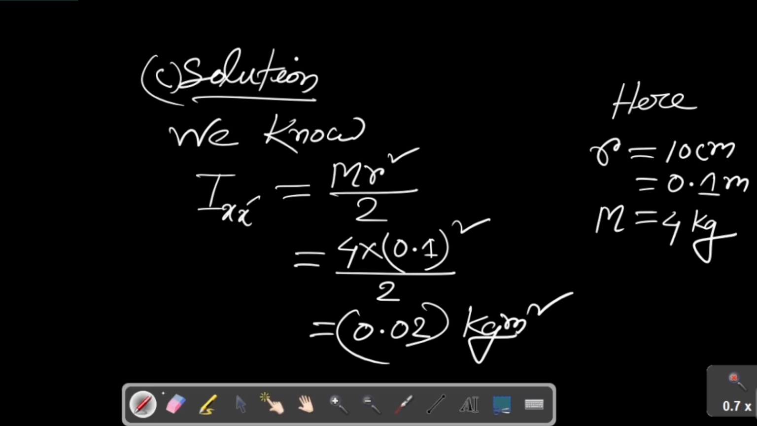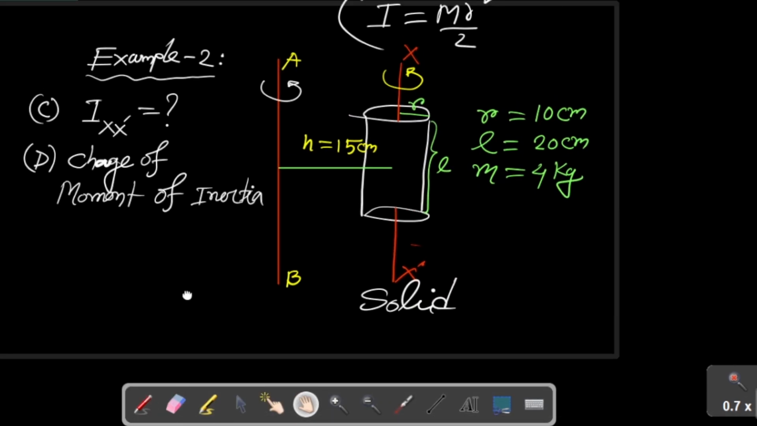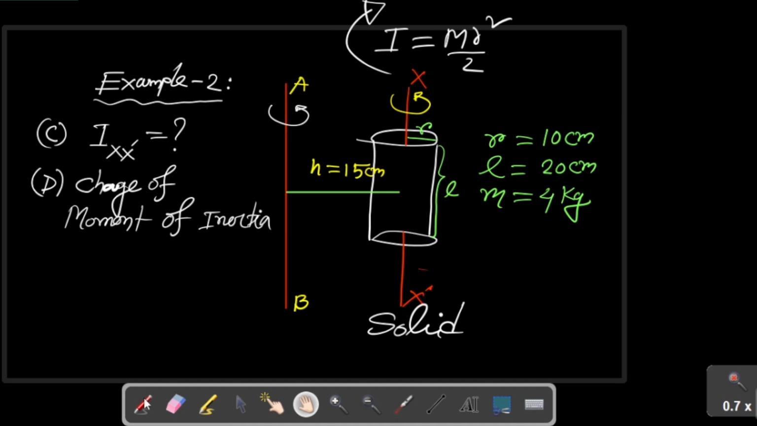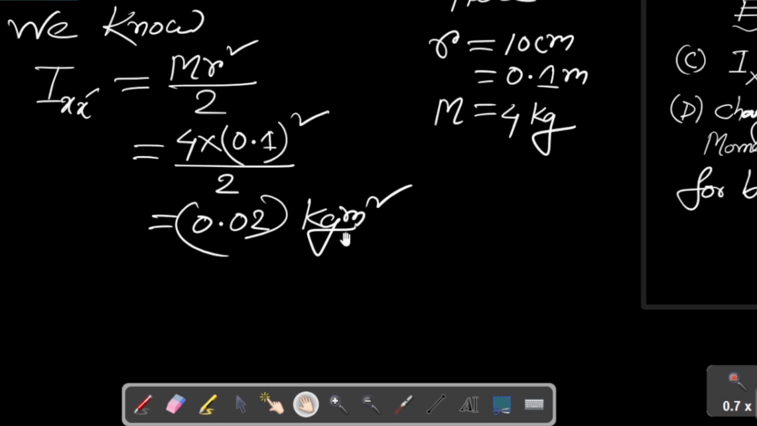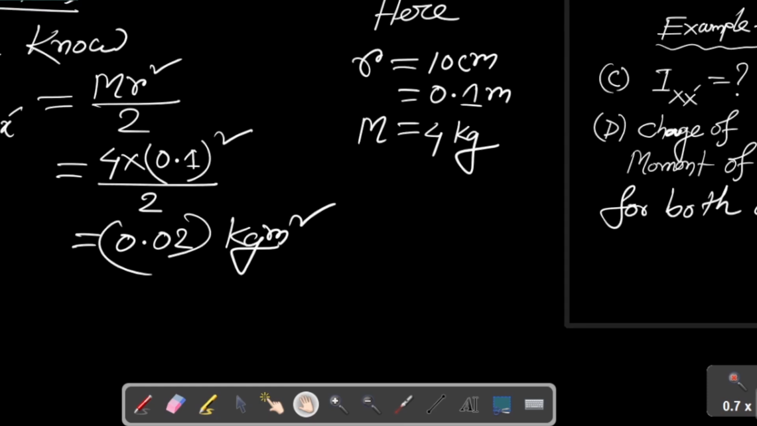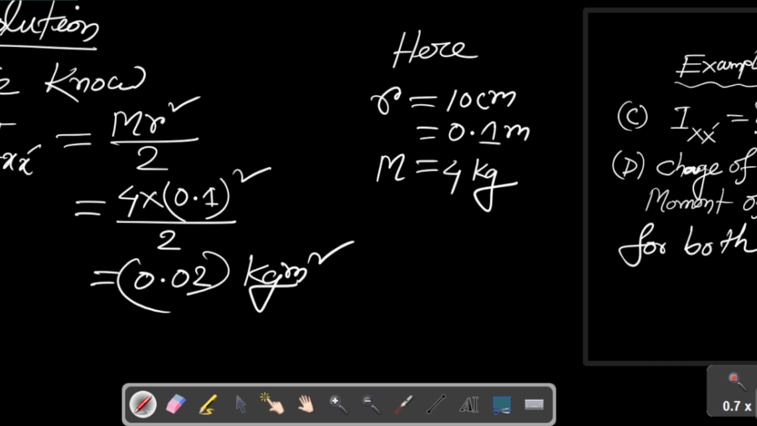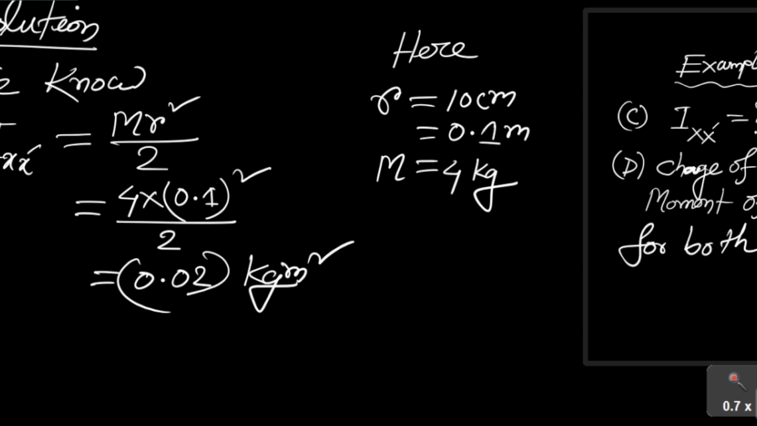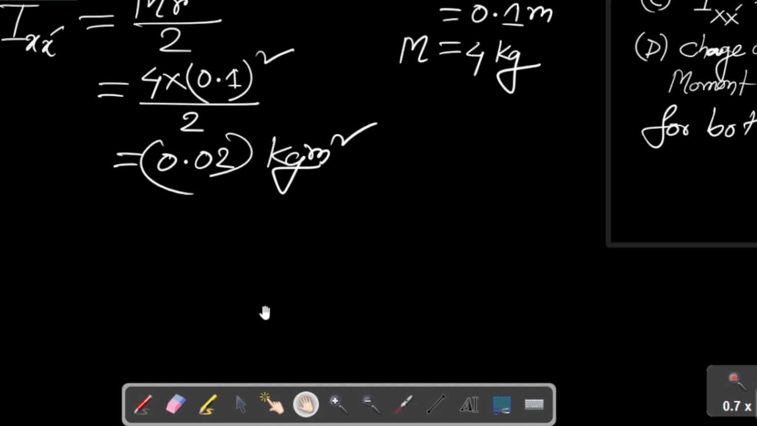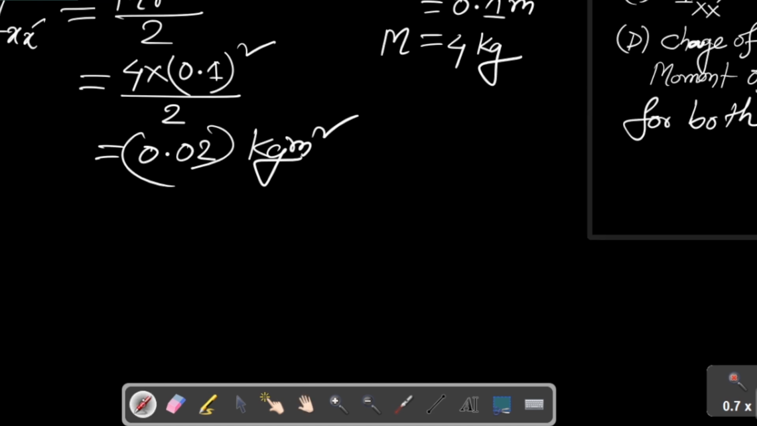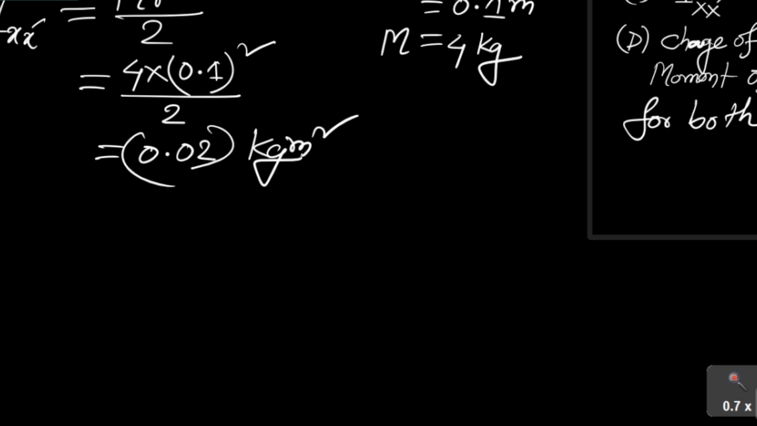Okay. Our second problem. What is our second problem? Our second problem is the change of moment of inertia for both axes. Okay, for both axes, how much will the respective moment of inertia change? Already we get the value from C. Now we solve D. Solution.